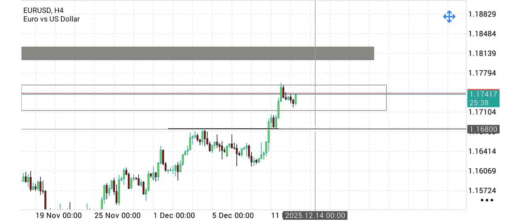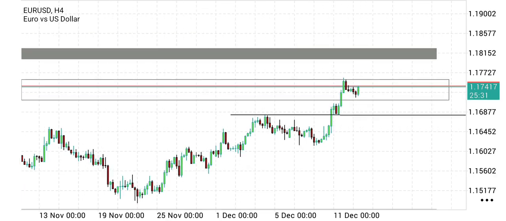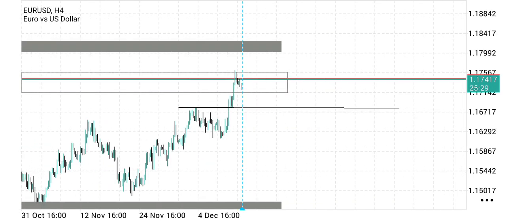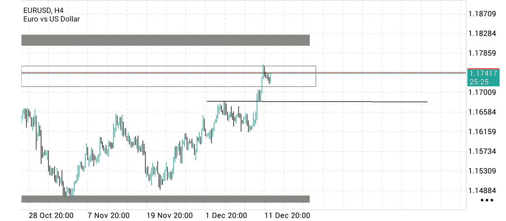So yeah guys, this was my analysis. By next week I think the market will come back to this support, then shoot to the upside.